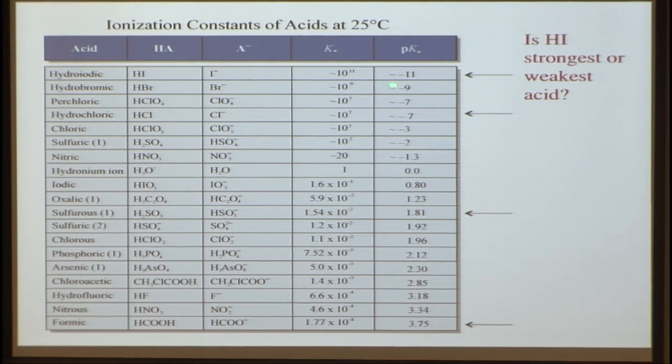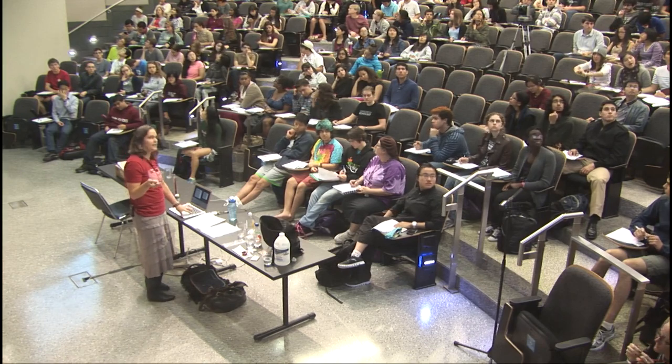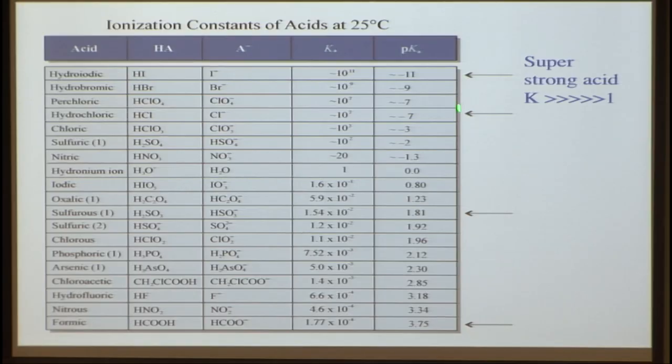And so you can see the relationship between Ka and pKa. Up here, HI is at the top of this table. So that probably means it's the strongest or the weakest. Which do you think? Is this the strongest or the weakest? You just yell it out. It is the strongest, right. So it has a Ka value that is much, much greater than 1, and it has a very negative, tiny pKa value. So this is a super strong acid. In fact, do not use that. There's no reason you would ever want to be using it. It is not a good thing to play with.